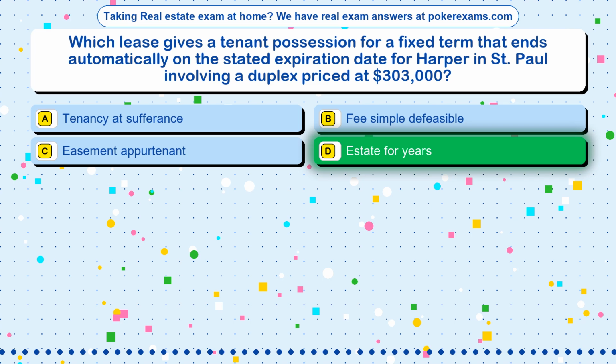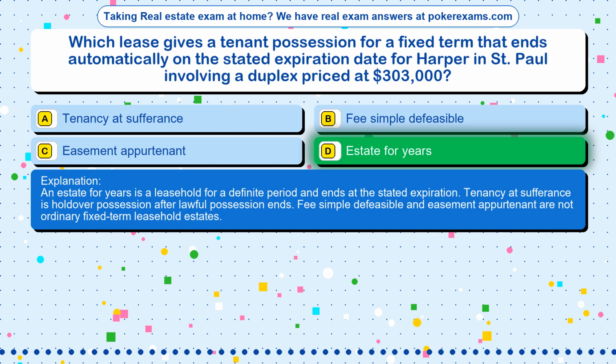The correct answer is option D. Estate for years. An estate for years is a leasehold for a definite period and ends at the stated expiration. Tenancy at sufferance is holdover possession after lawful possession ends. Fee simple defeasible and easement appurtenant are not ordinary fixed-term leasehold estates.